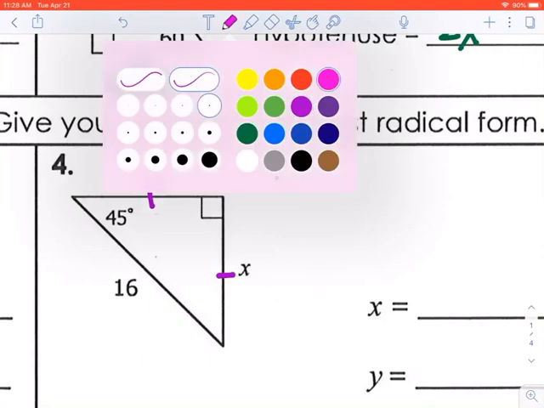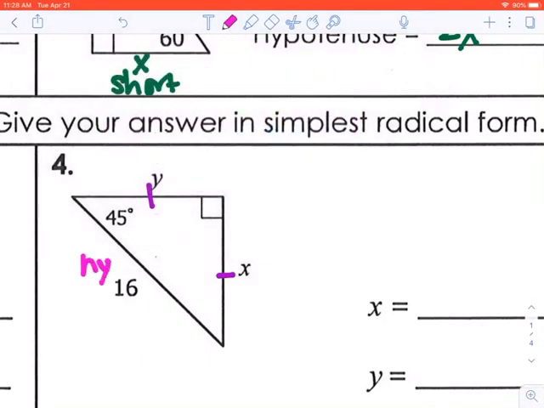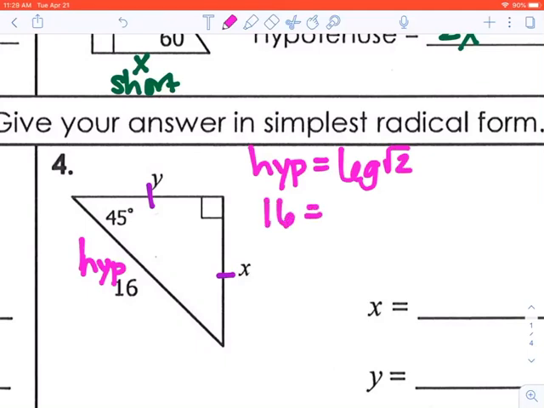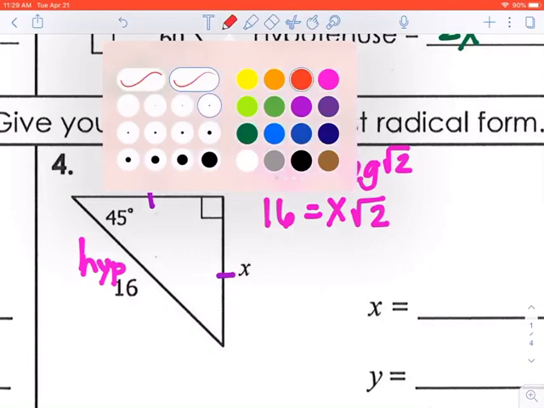Now, the difference is they've told us the hypotenuse. The hypotenuse is 16. Okay, well, we know the hypotenuse is equal to whatever the leg is times the square root of 2. So let's plug in what we know into this formula, okay? The hypotenuse is 16. The leg, we'll call it x. You could call it y right now. They're both the same. And then it's times the square root of 2. And so we can solve for x.